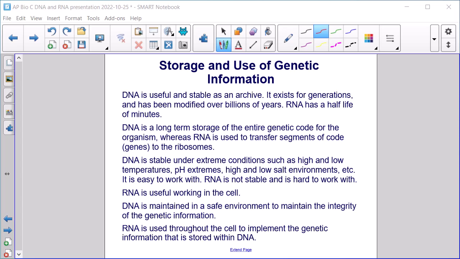DNA is stable under extreme conditions such as high and low temperatures, pH extremes, high and low salt environments, etc. It is easy to work with. RNA is not stable and is hard to work with. RNA is useful working in the cell. DNA is maintained in a safe environment to maintain the integrity of the genetic information. RNA is used throughout the cell to implement the genetic information that is stored within the DNA.